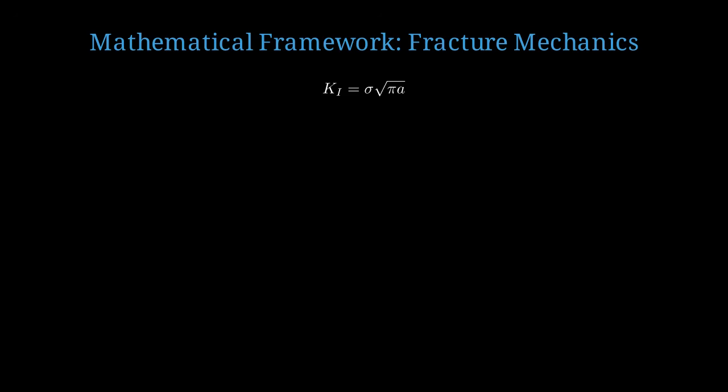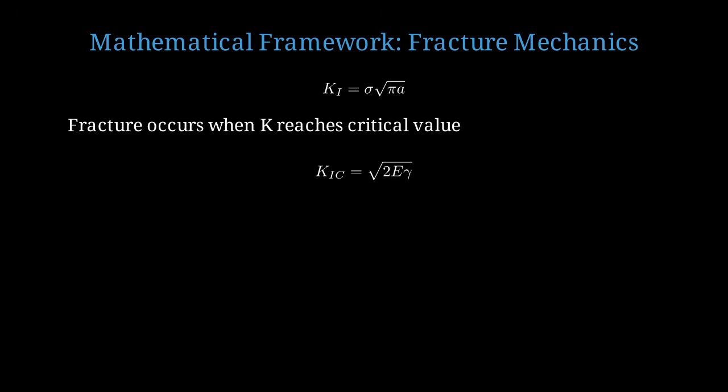The mode 1 stress intensity factor K sub I equals applied stress times square root of pi A, where A is crack length. Fracture occurs when K sub I reaches a critical value K sub IC, the fracture toughness. Fracture toughness equals square root of 2E gamma, where gamma is fracture energy. Combining these gives fracture stress equals K sub IC divided by square root of pi A, which equals square root of 2E gamma over pi A.